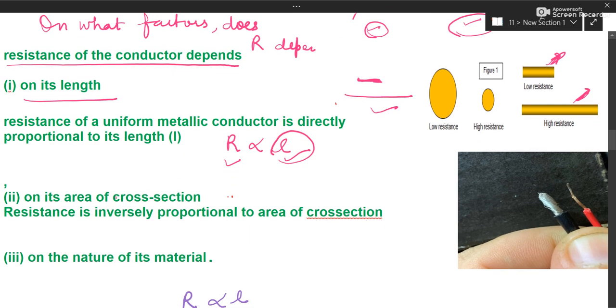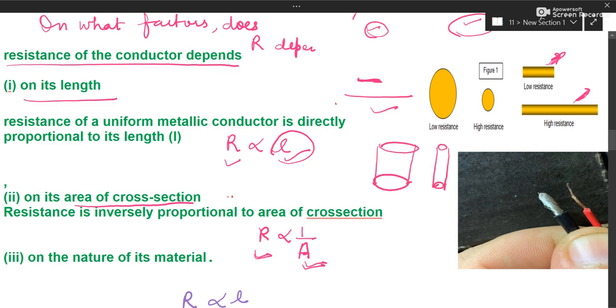Second, it is also depending upon area of cross section. So how does it depend upon area of cross section? Resistance is inversely proportional to cross sectional area. So more the area, less is the resistance, less the area, more is the resistance. You can see here the wire is thick. We can make a thick wire. This is a thick wire. This is a thin wire.